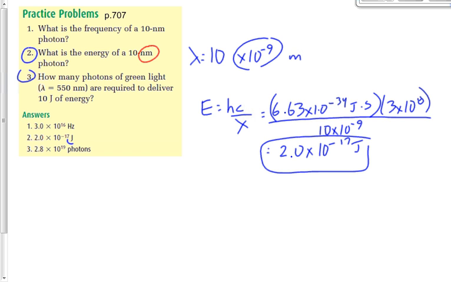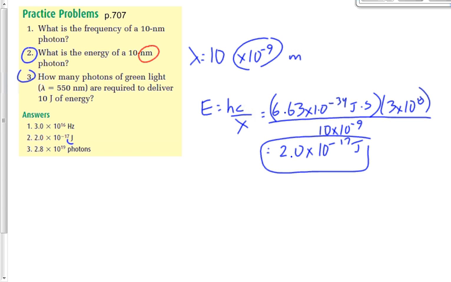And 3 says, how many photons of green light with a wavelength of 550 nanometers are required to deliver 10 joules of energy? How many? Remember I told you something about four-ish weeks into class, just into March. You were asked for the number of electrons. When you're solving for the number of anything in physics 30, you take a total something and divide it by the amount for 1. In the case of electrons, it was the total charge divided by the charge for 1 electron.